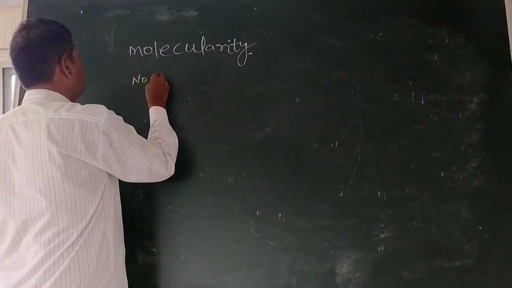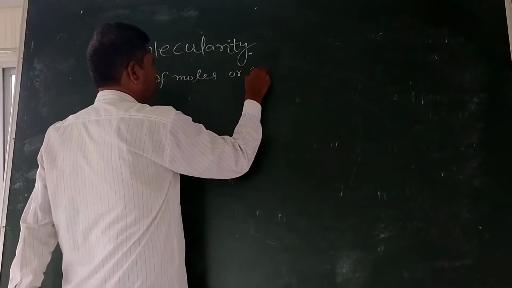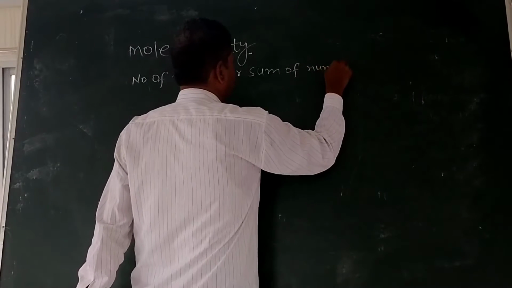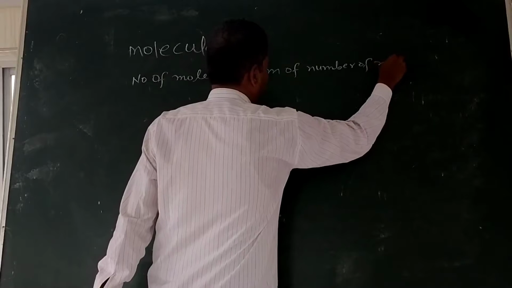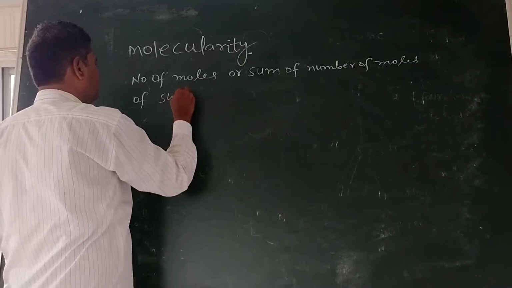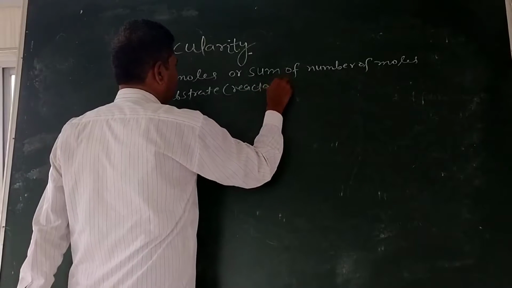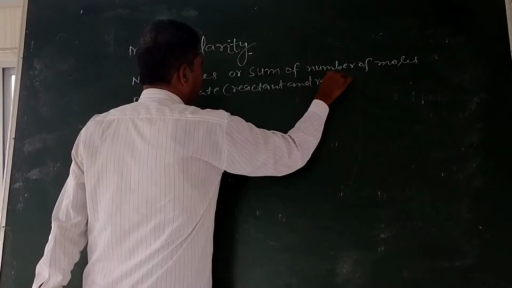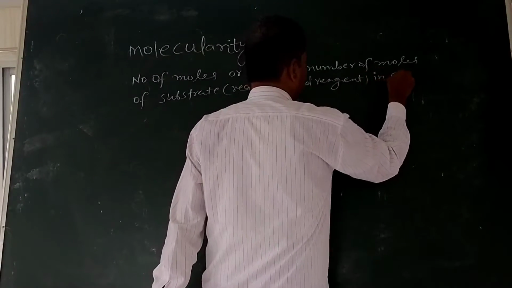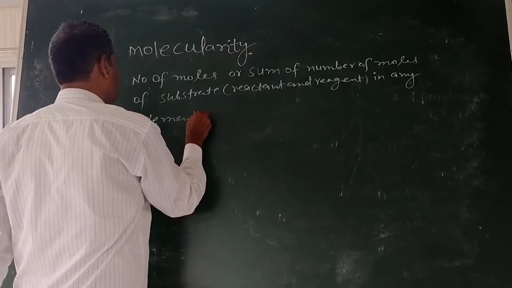The number of moles is the sum of the number of moles of substrate, reactant and reagent in any elementary reaction.